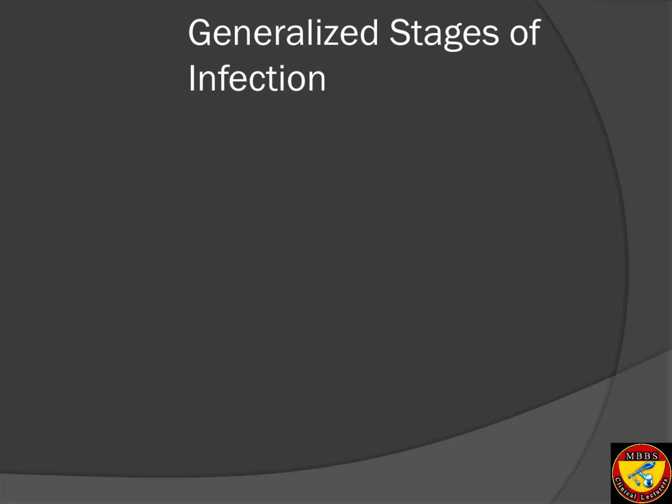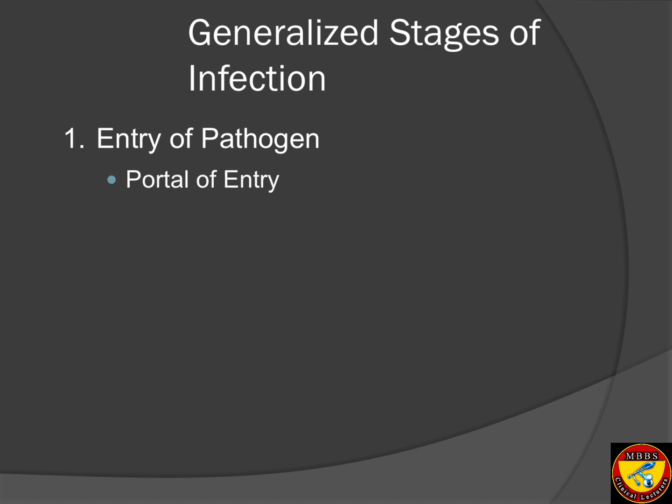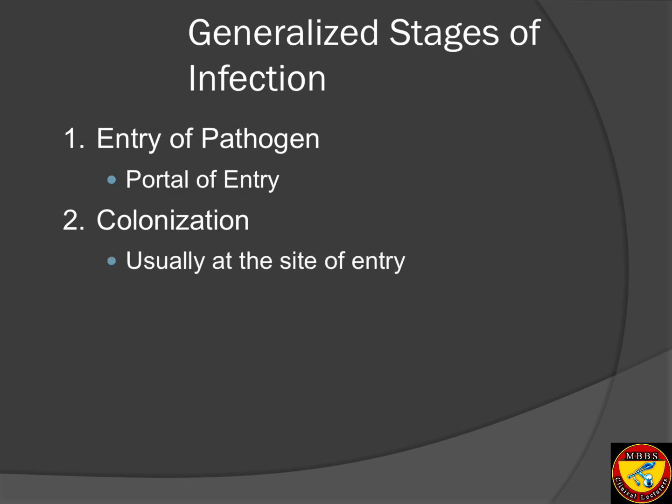Now we'll come to generalized stages of infection. You must have heard since childhood how disease occurs, but now we are going to formally learn the stages of infection. First of all, there is entry of the pathogen. Then, by means of the portal of entry, whether it's respiratory tract, GIT, skin, parenchyma, whatever is the portal of entry, first the bacteria gains entry in the host cells. Then it starts to colonize. It starts to multiply to live on that host surface. It is called colonization.